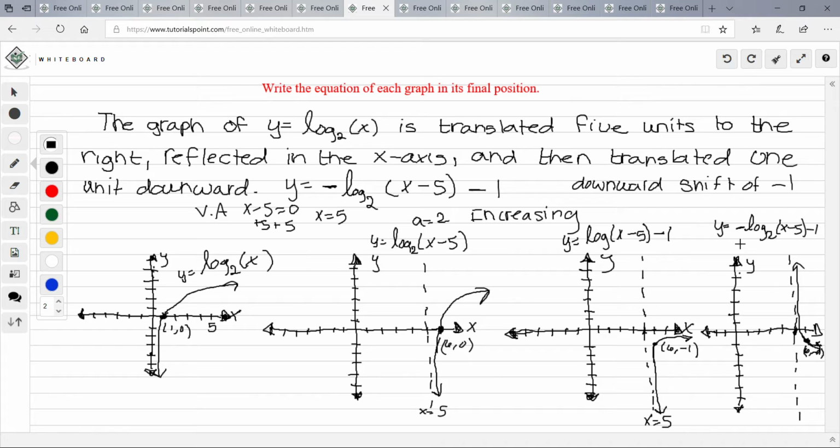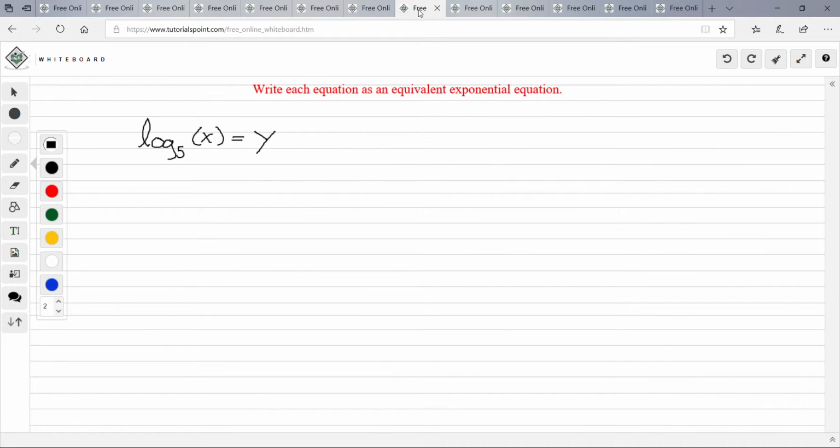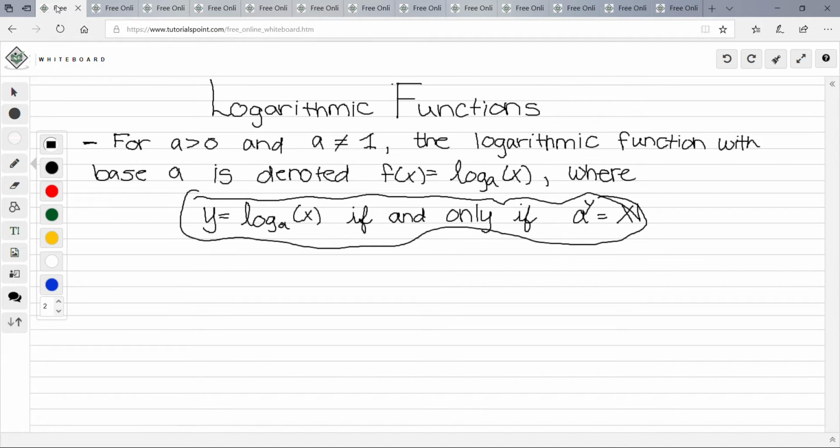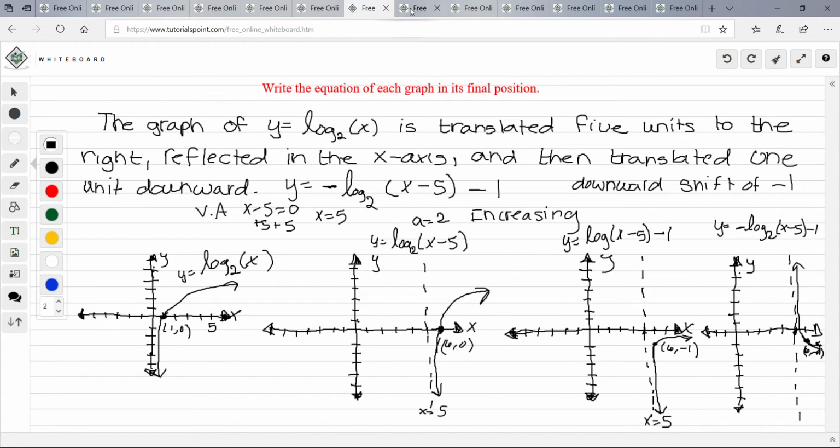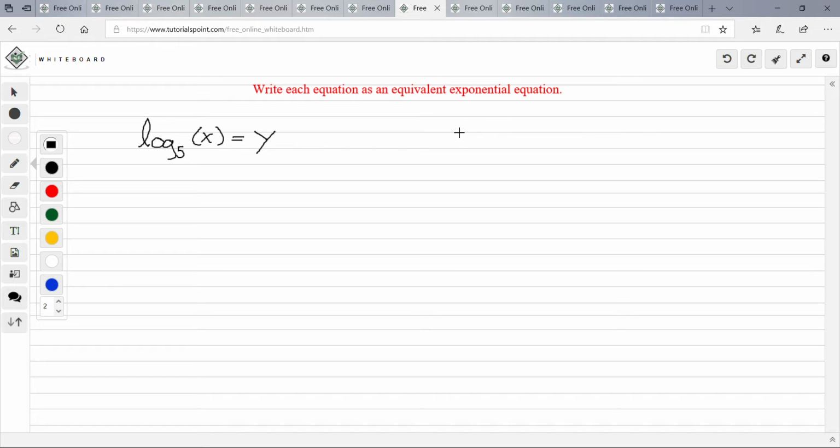Okay, so let's do another one. It says write each equation as an equivalent exponential function. So for this one, remember we have to go back to the same rule. Let me rewrite it again: y equals log base a of x if and only if a to the y equals x.